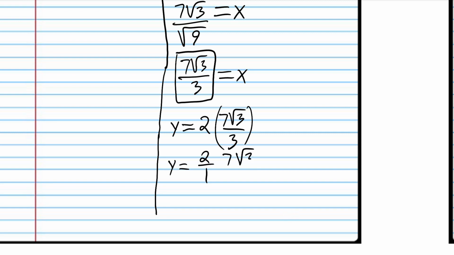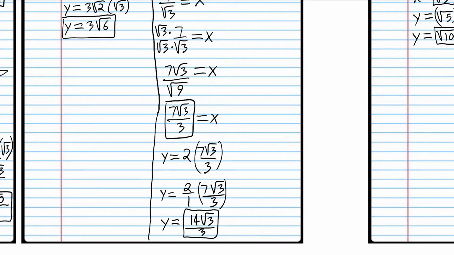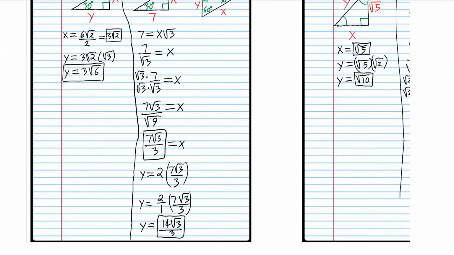And now we're just multiplying fractions. You can use a dot or you can use parentheses, whatever you want. Parentheses are probably better, so I'll just use parentheses. So we're going to multiply the numerator straight across. 2 times 7 root 3 is 14 root 3. And 3 times 1 is 3. And that is the answer for y. 14 root 3 over 3.